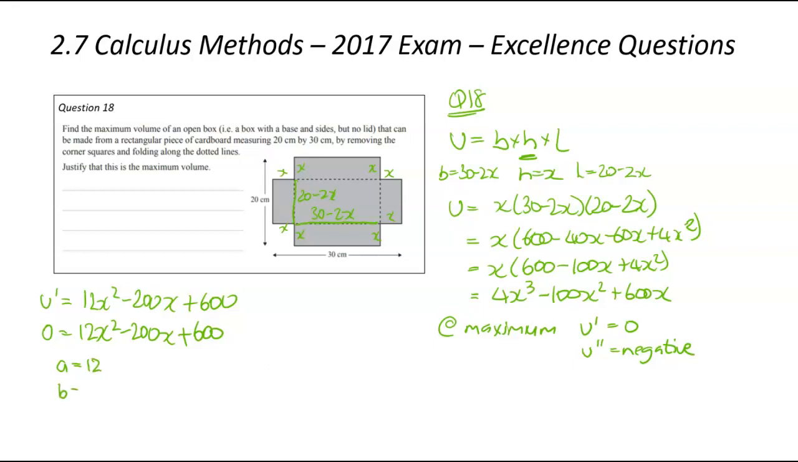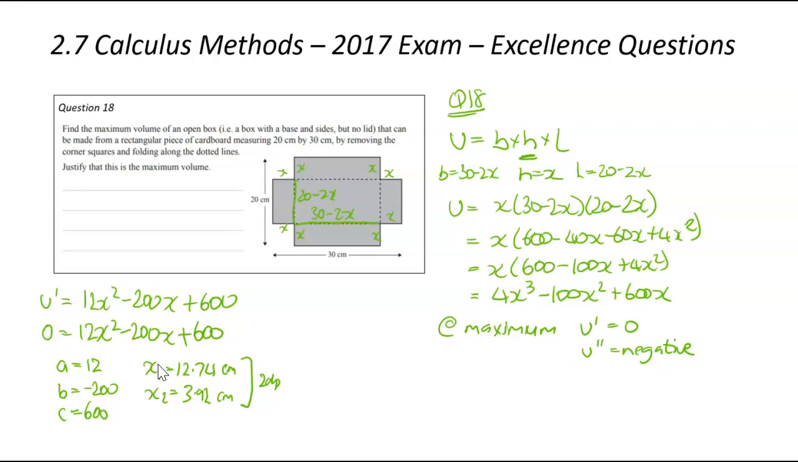A is equal to 12. B is equal to negative 200, and C is equal to positive 600. I put that into my calculator. I'm going to get two answers. The first answer for x, or x1, is 12.74. The second answer is equal to positive 3.92. Both of those are in centimeters, and both of those had a 2dp rounding.